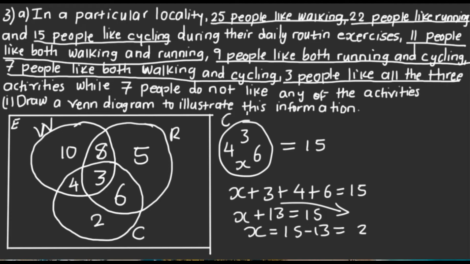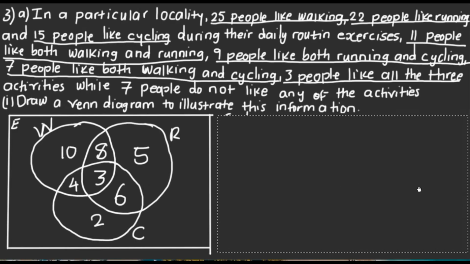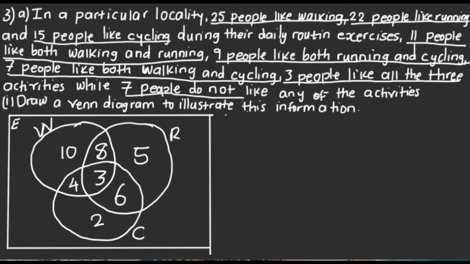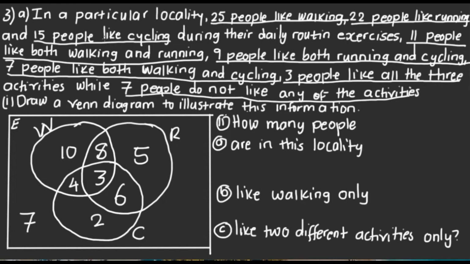Now, the remaining part here is, do we have those that didn't like any of the given activity? So we are told 7 people do not like any of the activities. So the 7 must be written anywhere but outside the sets. Right, we move on to now Roman number 2.